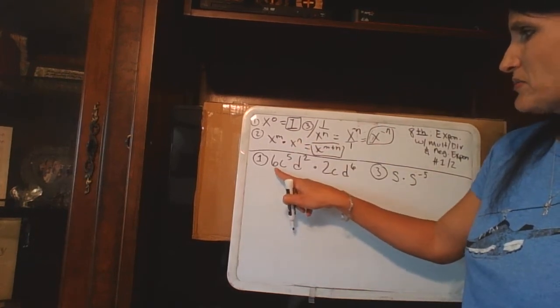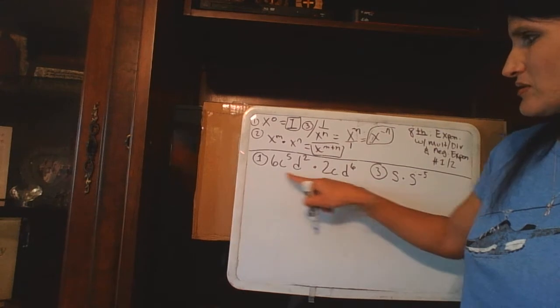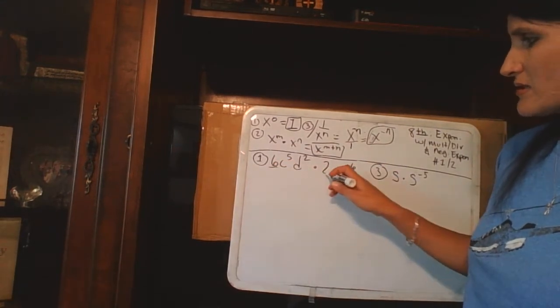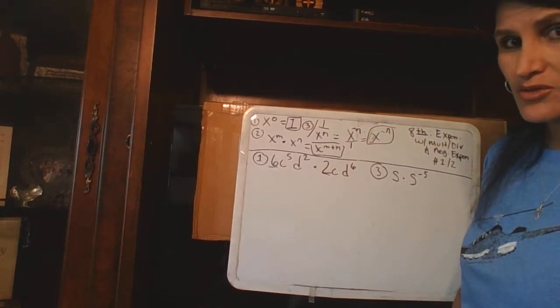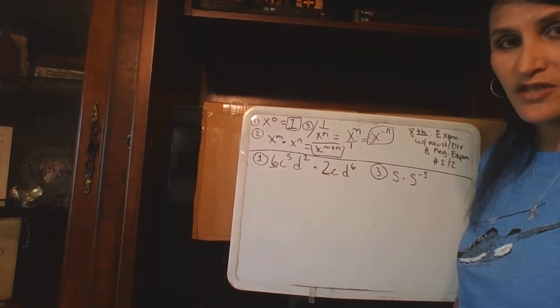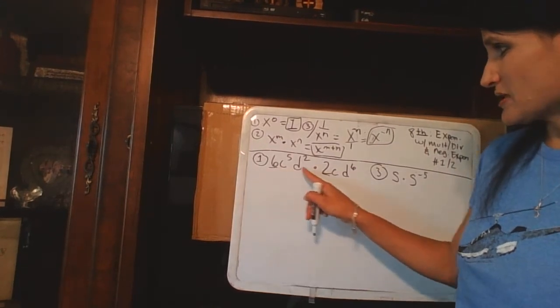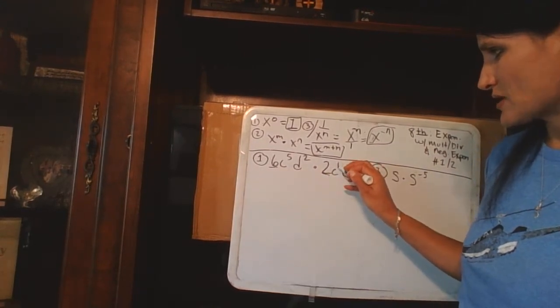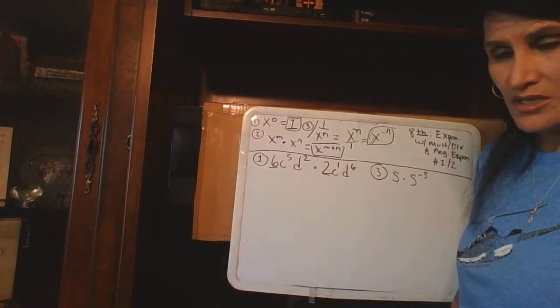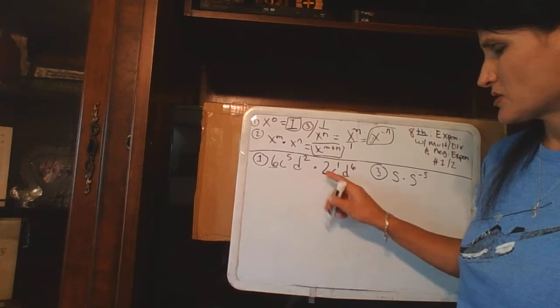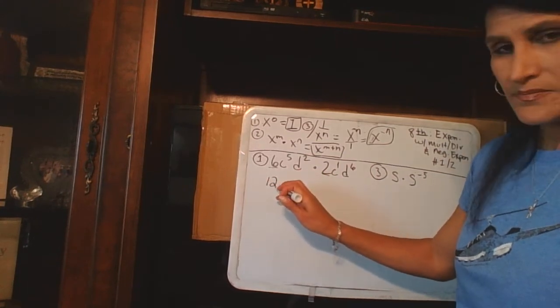So here's the base, c d, c d. Those are the same. So I'm going to add the exponents. Now notice the 6 and the 2 are not the same, but those are not my base. Those are my coefficients. Those don't have to be the same. First thing you want to do is put 1s on any variables that don't have any numbers. Second thing, multiply the coefficient. So 6 times 2 would be 12.